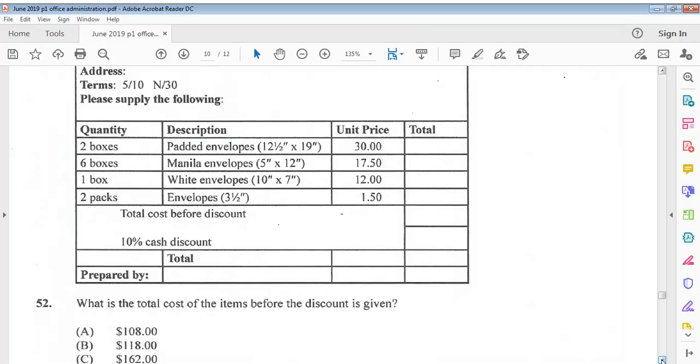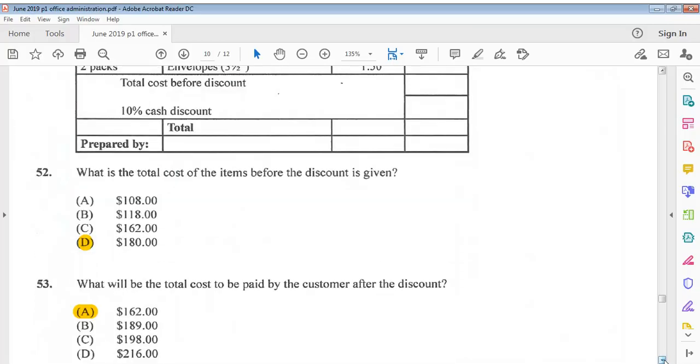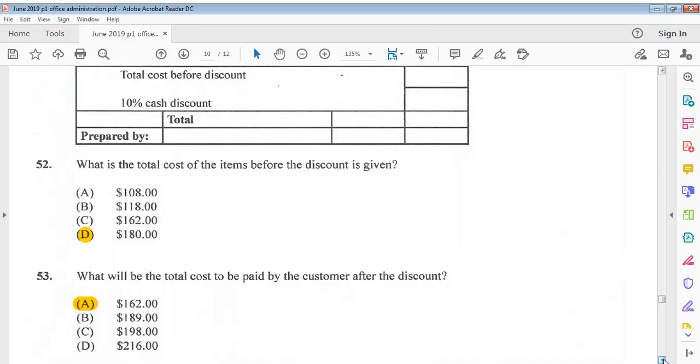So the first thing, what would you have to do? You are going to have to multiply 2 by 30, and you're going to get $60. Then you're going to multiply 6 by $17.50. You should get $105. 1 multiplied by 12, which is $12. And 2 multiplied by $1.50 is $3. So when you add $60 plus $105 plus $12 plus $3, your answer should be D, $180. That would be your answer. Let's move on to question number 53.